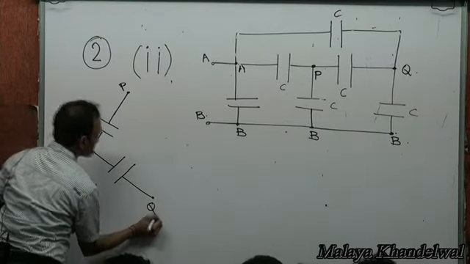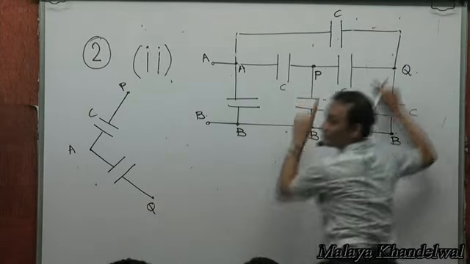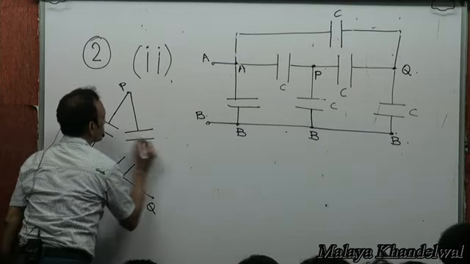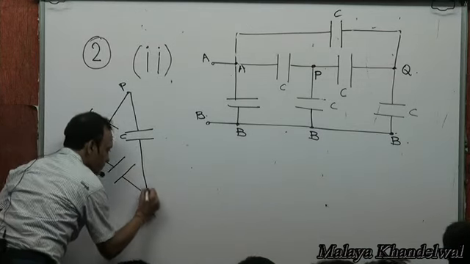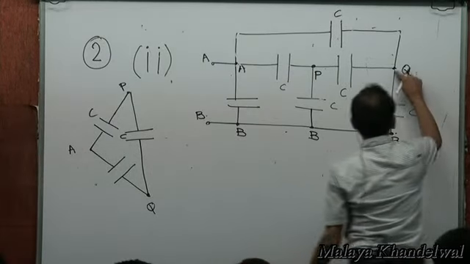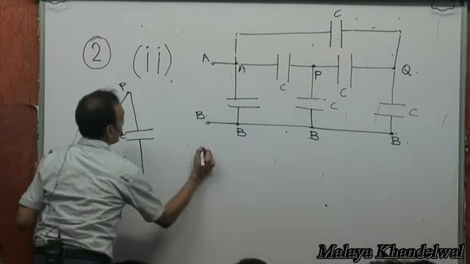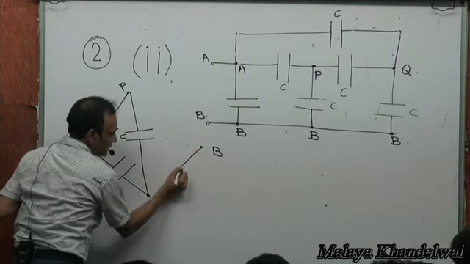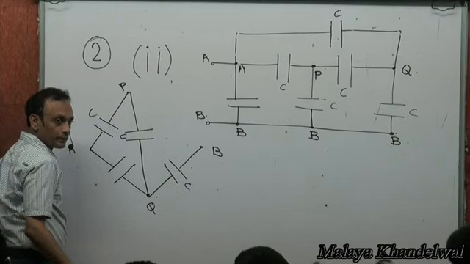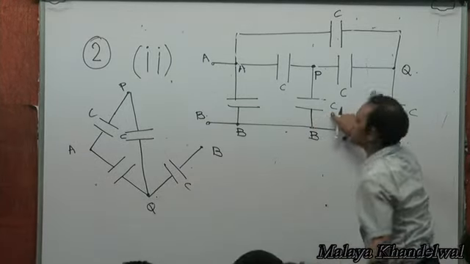Then between P and Q, there is a capacitance C, right? So between P and Q, there is another capacitance C. Now, Q to B goes a capacitance C. So from Q, you have a point B here. From Q to B, there goes a capacitance C. Right? Yes or no? Am I confusing you? From P to B, there is another capacitance C.